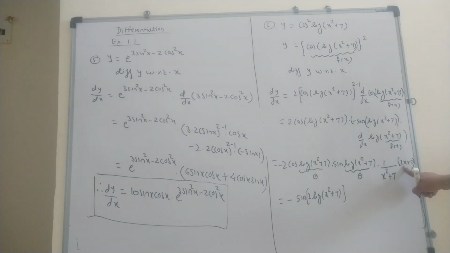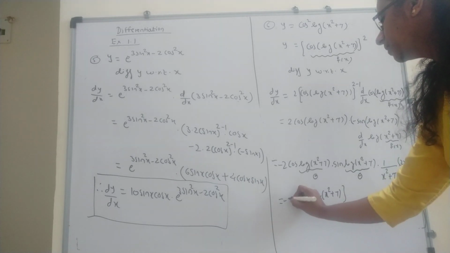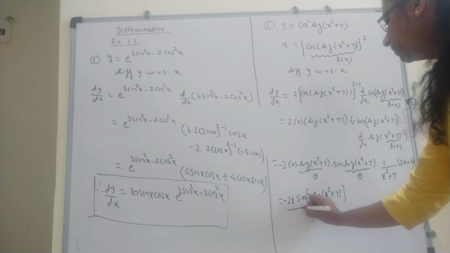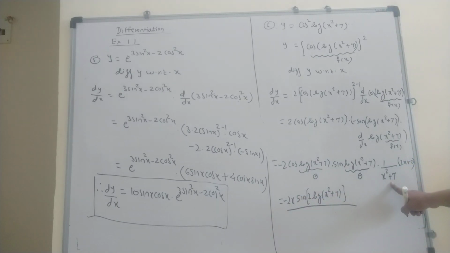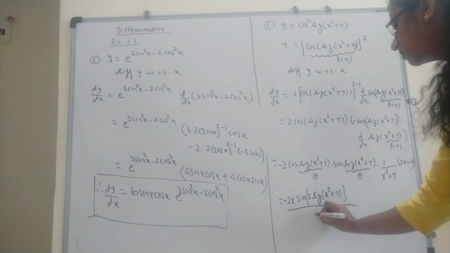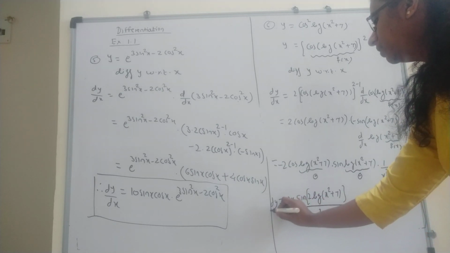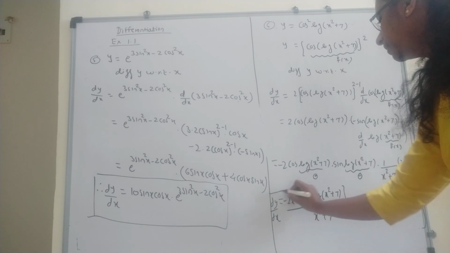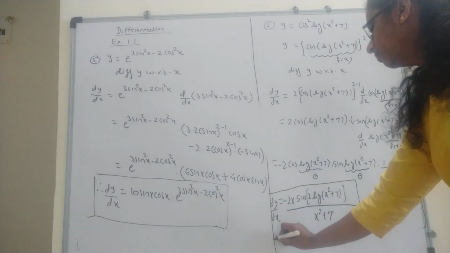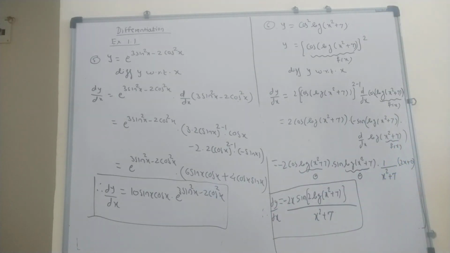हा 2x आहेच तो आपण पुढे लिहू शकतो. That is minus of 2x, I will write here. Okay, divided by this term, that is x square plus 7. This is your final dy by dx value. Okay, so your final dy by dx value. एकदा बघून घ्या सगळ्यांनी क्वेश्चन.